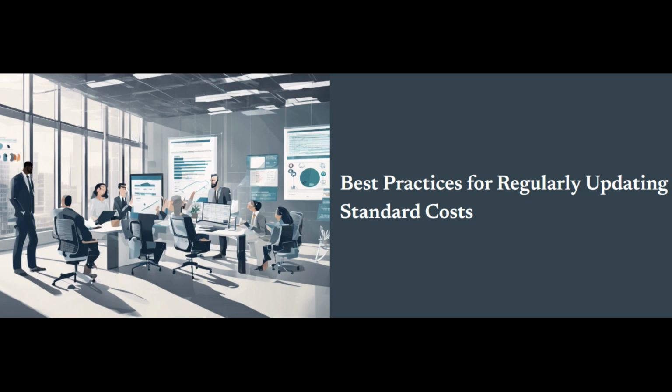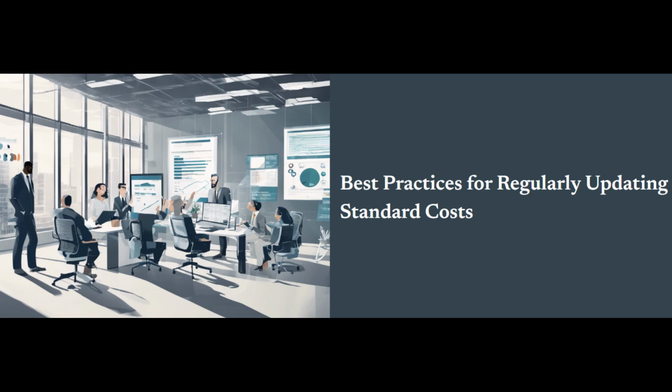However, to ensure the long-term effectiveness of a standard costing system, it is essential to establish a robust process for regularly reviewing and updating the standard cost to reflect the current market conditions and operational realities. In this article, we will explore the best practices for setting up periodic reviews of cost standards and maintaining the relevance and accuracy of standard costing over time. By implementing these strategies, organizations can ensure that their standard costing system continues to provide reliable and actionable data to support their financial and operational decision making.